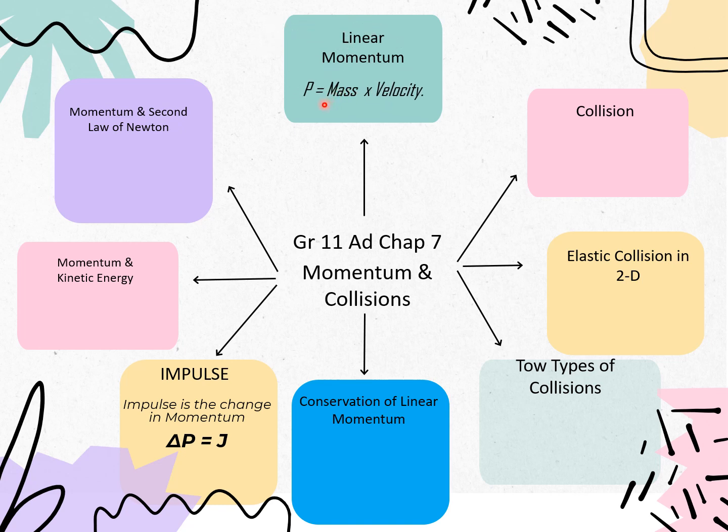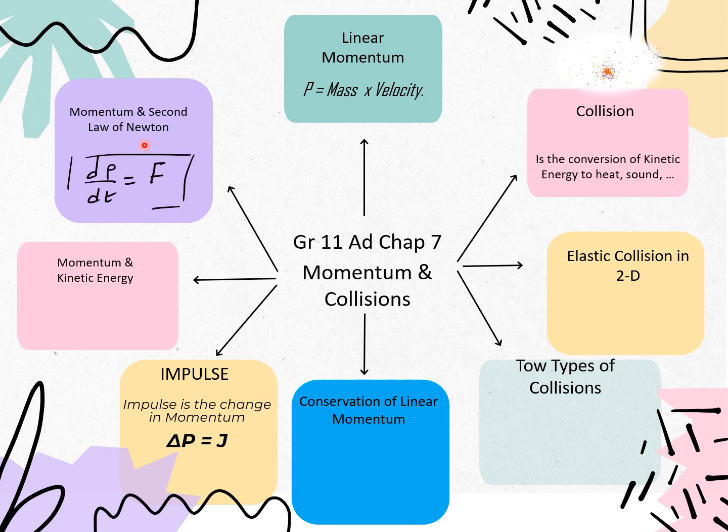So linear momentum, where we refer to momentum as P, which is equal to the mass multiplied by the velocity. What about the collision? The collision is the conversion of kinetic energy to another form of energy like heat, sound, deformation, you name it, any form of energy. So collision is about where two bodies, whether they are galaxies, atoms, balls, cars, hit each other. So after they hit each other, of course, that energy will be transformed to other forms of energy.